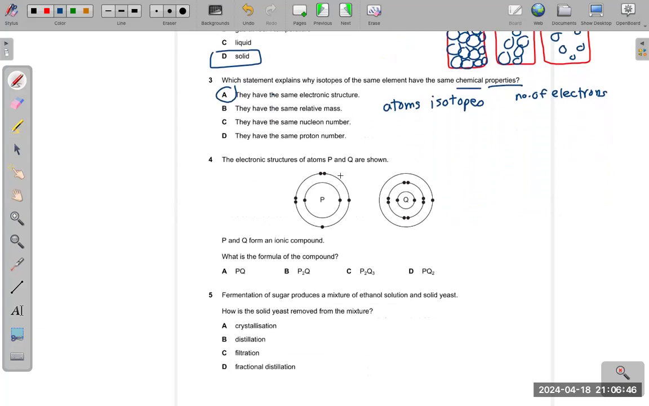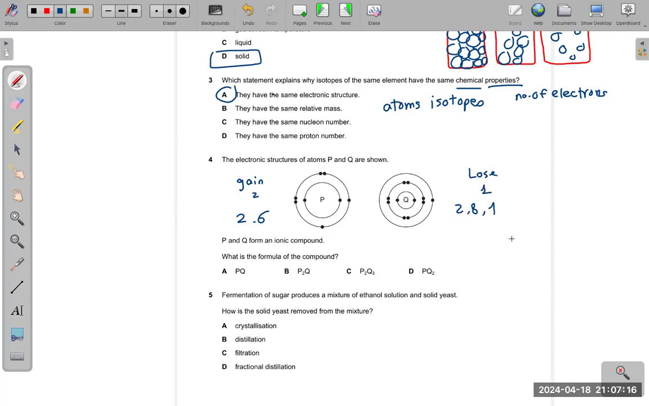The electronic structure of atoms P and Q are shown, and they form an ionic bond. What is the formula of this compound? This one is P. It has 2 electrons in the first shell, and then it has 1, 2, 3, 4, 5, 6. So 6. So this will gain 2 electrons. And this one is 1, 2 in the first shell, and then there is 8, and there is 1. So it will lose 1 electron.